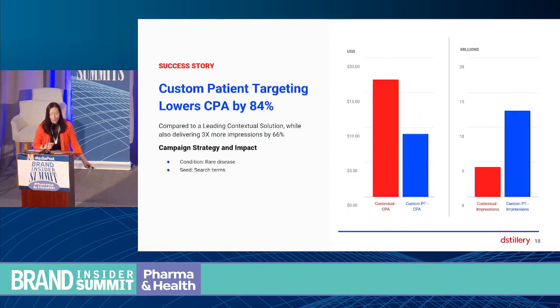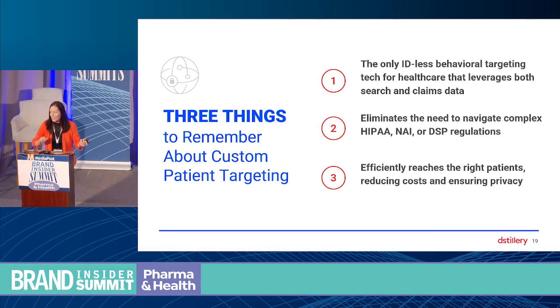This last example was one of our first launches of custom patient targeting, only leveraging search keyword terms for rare disease. So I've heard contextual a lot today, and that could be the solution in the future. In this case, we were compared to contextual, and we showed that we drove incrementality to their contextual strategy. So we're not looking to replace contextual, we're just looking to drive incremental reach. We did that while also lowering their CPA by 84%. All right, hopefully I'm staying under 10 minutes.